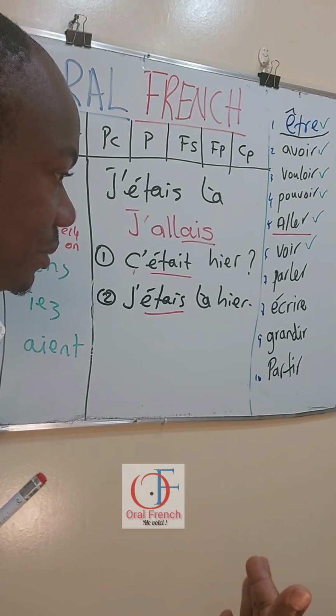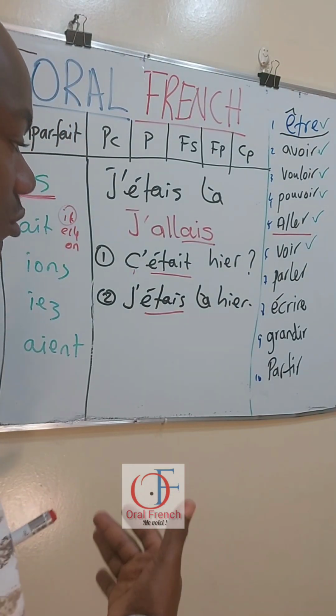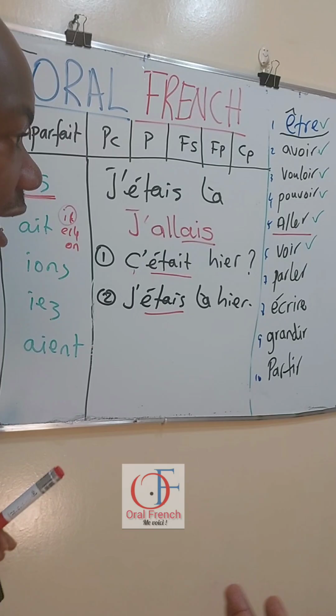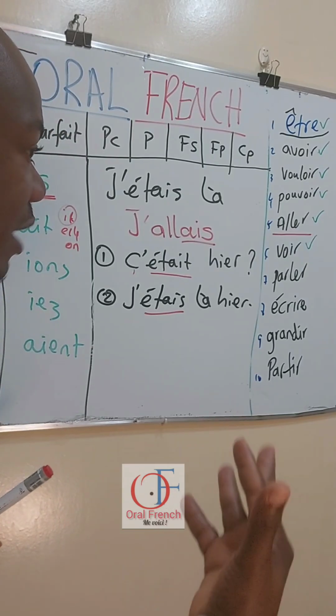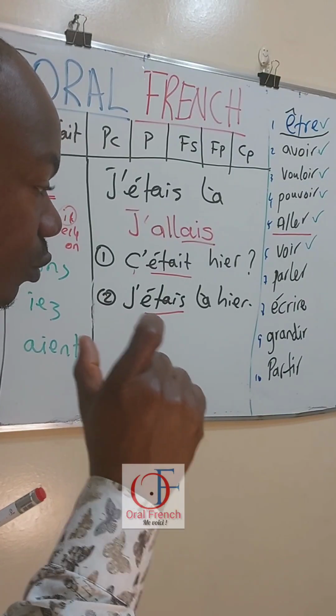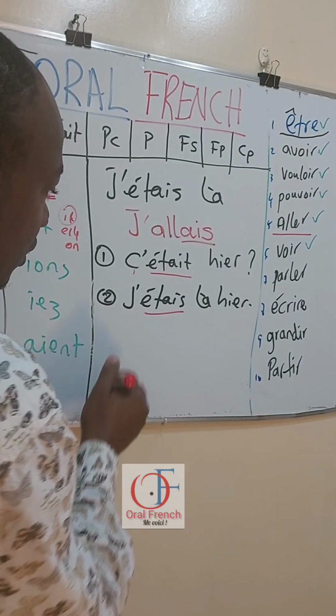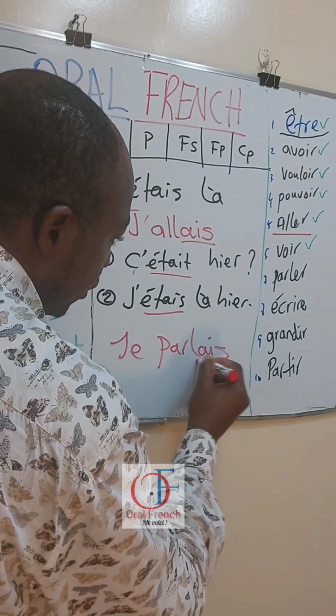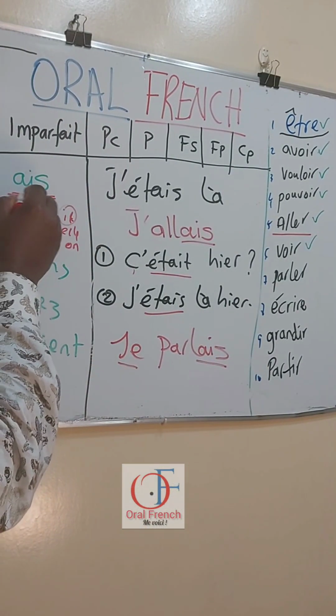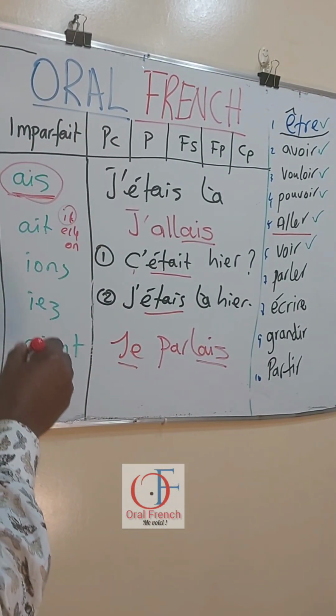I was not happy yesterday about the situation. So I was speaking with my boss about the situation. I was speaking. Don't search for was. Just go straight to the speaking. Je parlais. Don't forget, if you are using je, the ending is going to be like this. Je and tu.